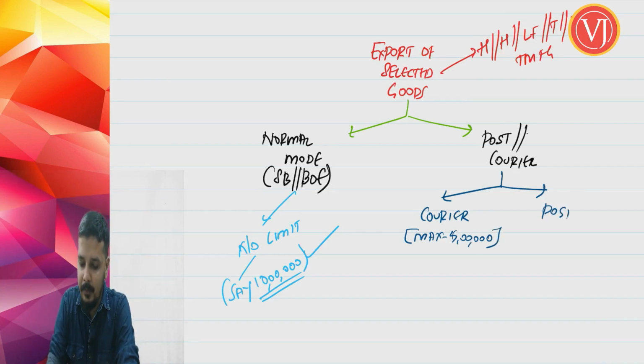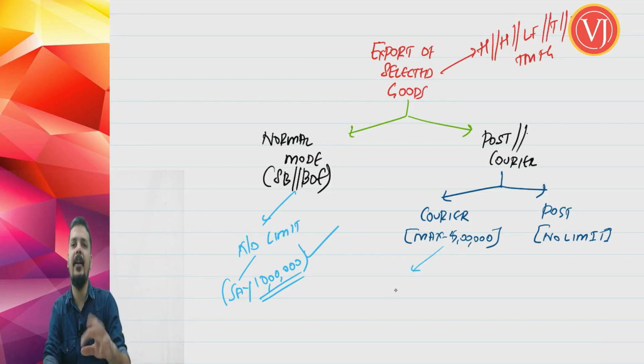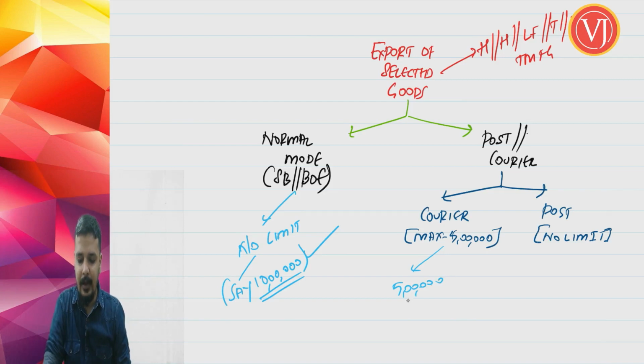And through post, there is no limit for export. You can export any item through post. But if you are exporting through courier, say for 4 lakhs, the maximum limit itself is 5 lakhs, and what will be counted for your MEIS script is also a maximum of 5 lakhs.